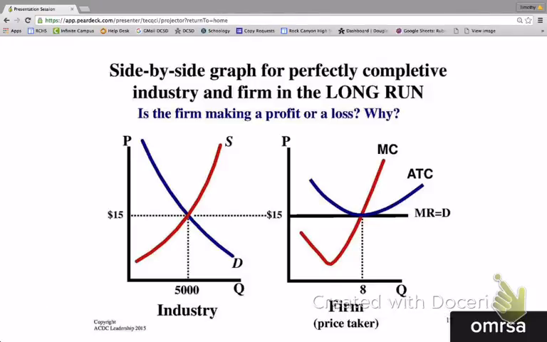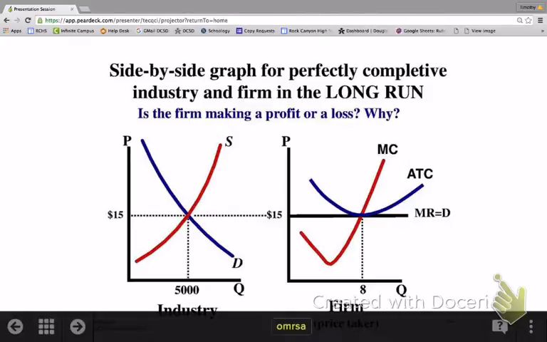Here's a side-by-side graph for a perfectly competitive industry and firm in the long run. Is the firm making a profit or a loss? It's making neither. Because notice that the minimum of average total cost is where marginal revenue and marginal cost are equal to each other. So the firm is neither making an economic loss because the minimum of ATC is not above the price, nor is it making an economic profit because the minimum of ATC is not below the price. It's exactly equal to the price. So it's making a normal profit in the long run.